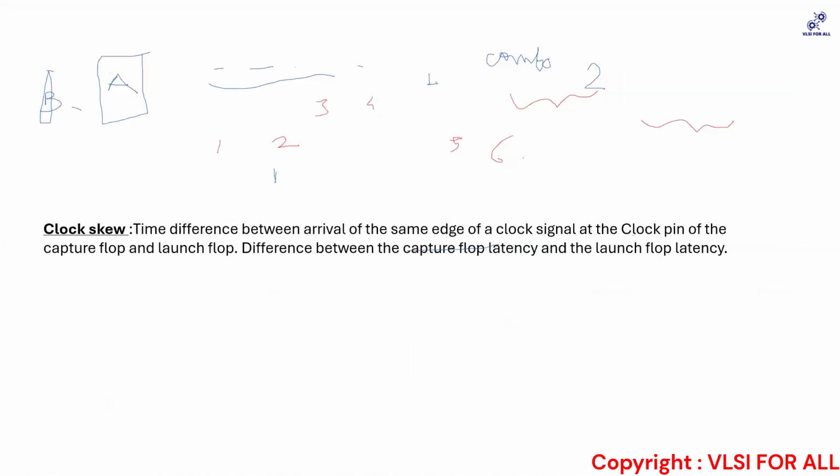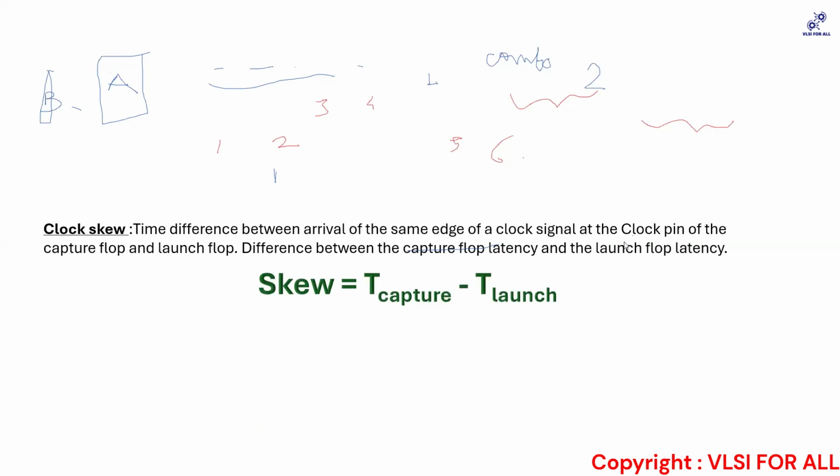Now see the time difference between arrival of the same edge of the clock signal at the clock pin of two flops I have mentioned. One is at the capture flop and one is at the launch flop. Theoretically, the definition, the formula to calculate the clock skew is nothing but your capture flop latency minus launch flop latency. Okay. Now you understood.